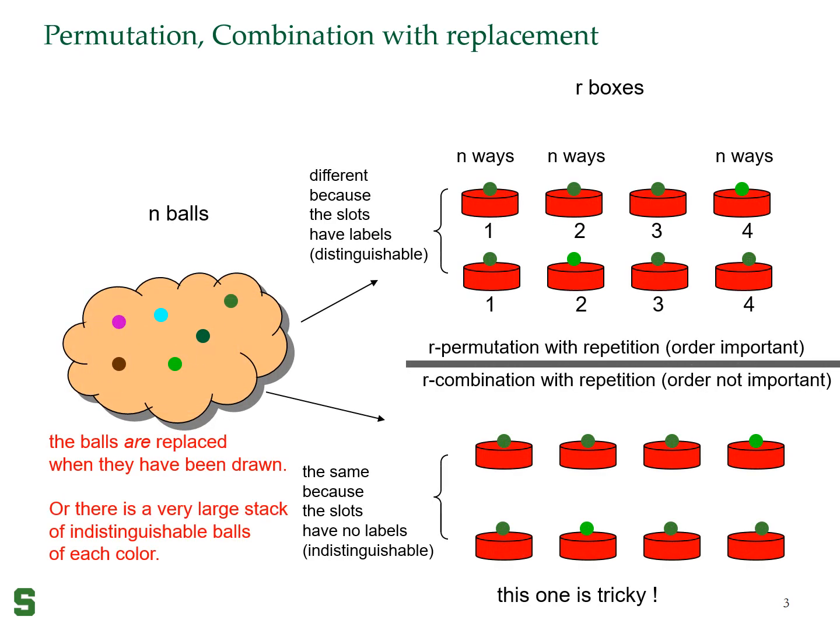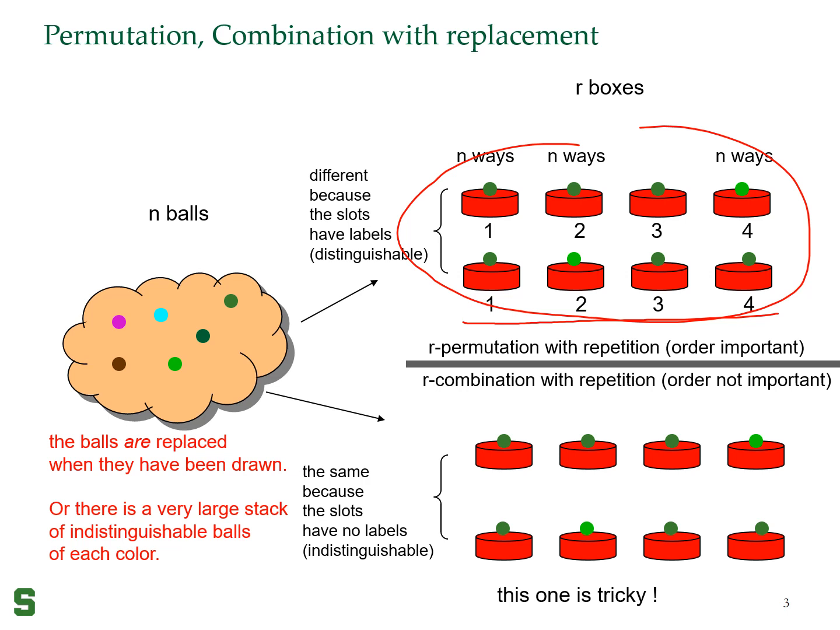Now let's think about permutation and combination with replacement. So here in permutation, the bins are numbered. So what we put in the first bin, what we put in the second bin, what we put in the third bin is going to matter, and therefore these combinations are all going to be different.